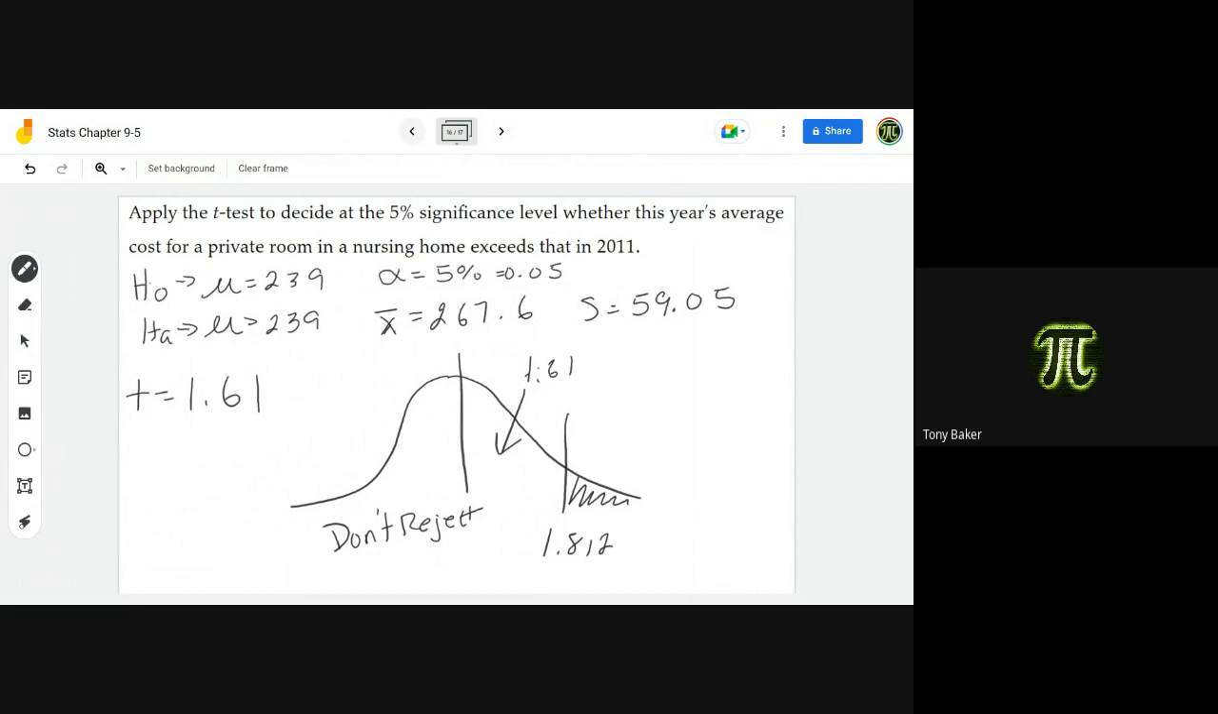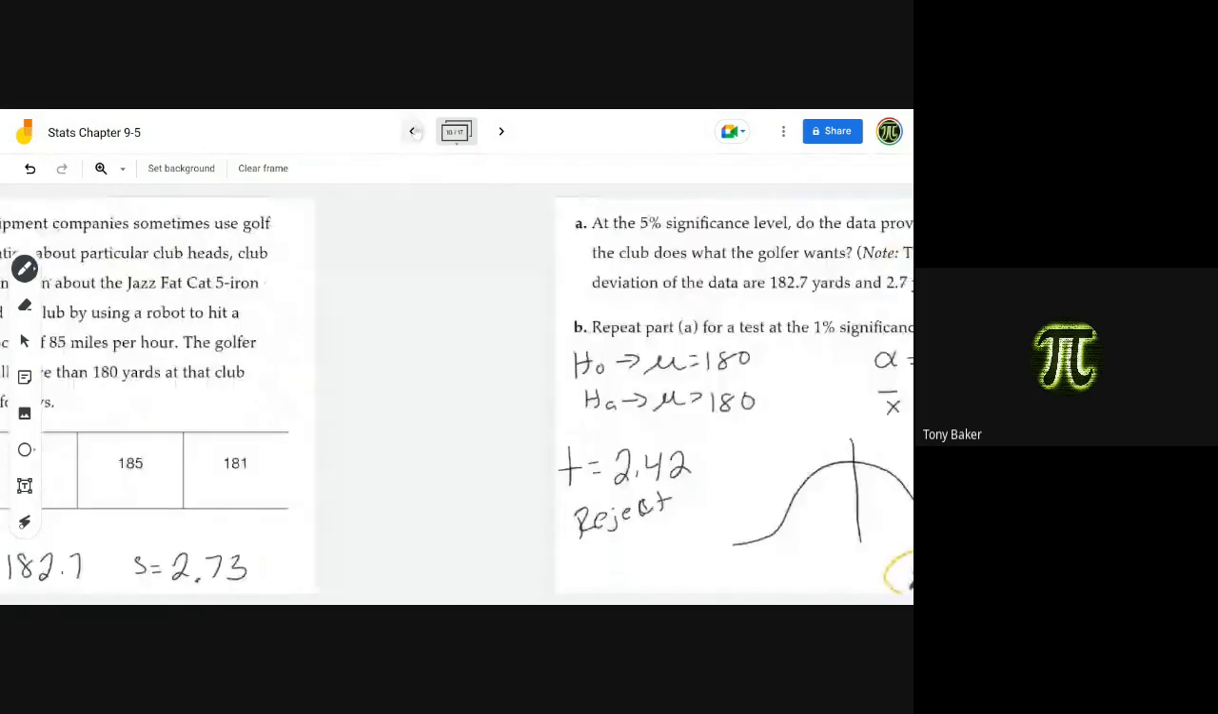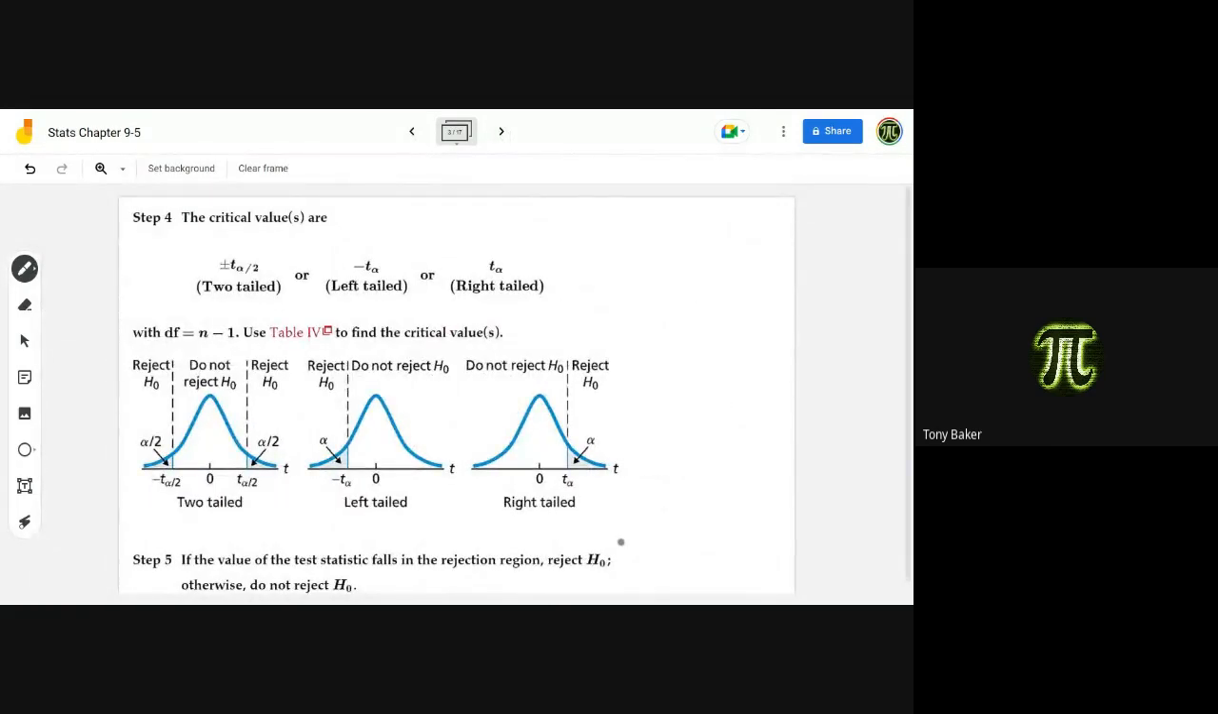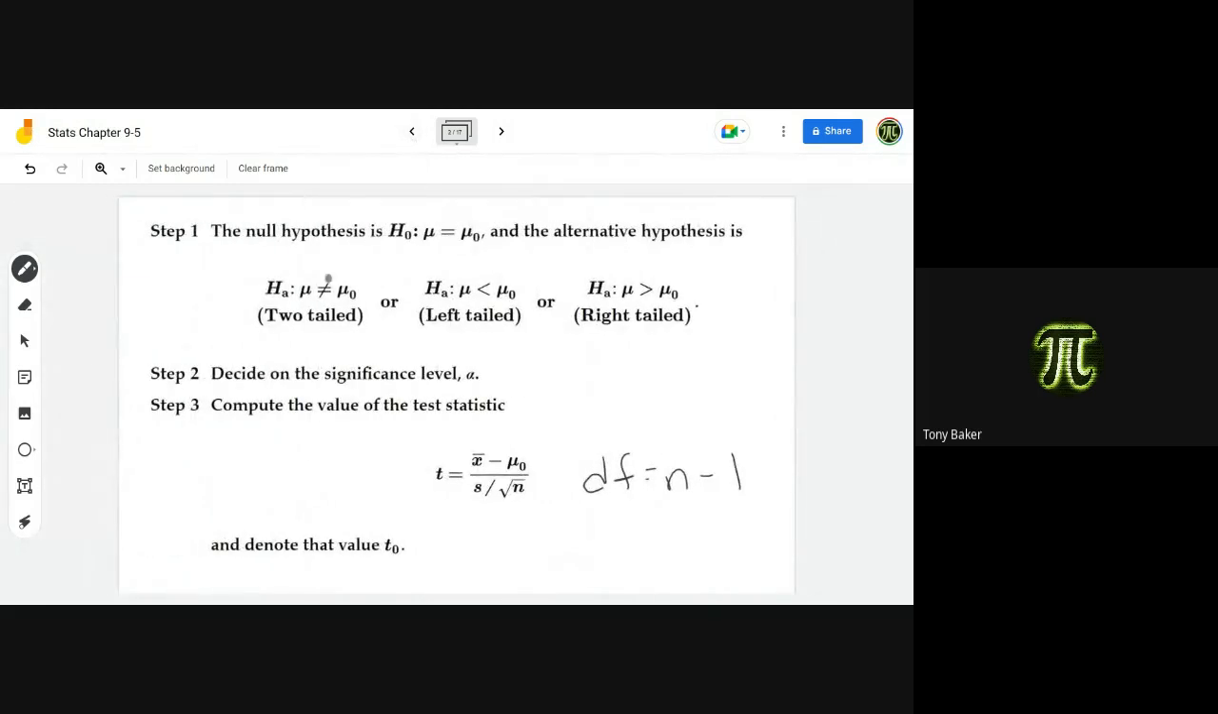Yes. I messed that up, so can you remind me how we pick left versus right? It depends on the problem. So this one says it's greater than, so that's why it's a right tail. If it was less than, it'd be a left tail. And if it's not equal to, that's the two-tailed. We have it on both sides. There's the nice little picture for it. And then you can see two-tailed, left-tailed, right-tailed.